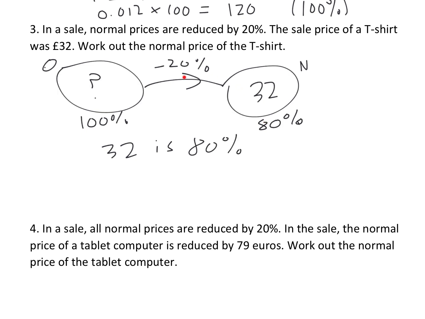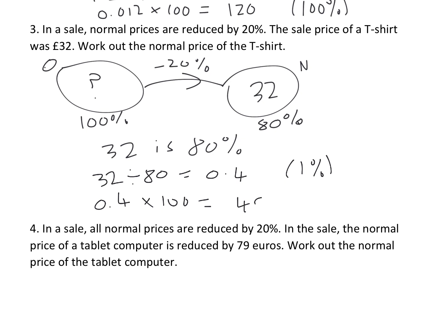If we want to work out the original, we want to work out 100%. So we can divide by 80 to get 1%. 32 divided by 80 gives 0.4. That's 1%. And if you know 1%, you can times by 100 to get 40. 100%. So the price before the sale was £40.